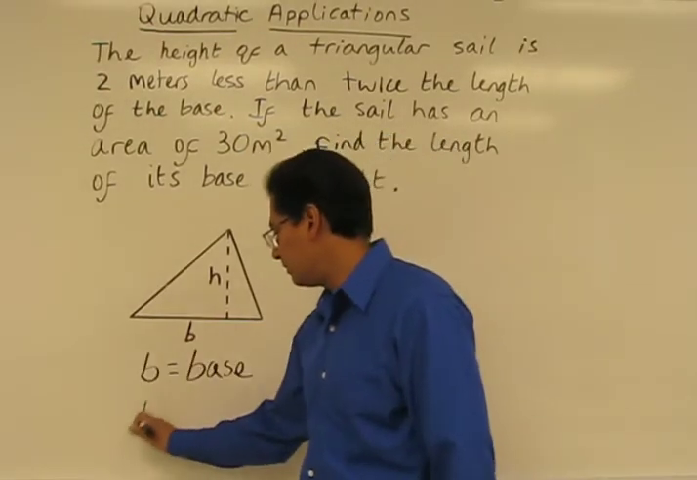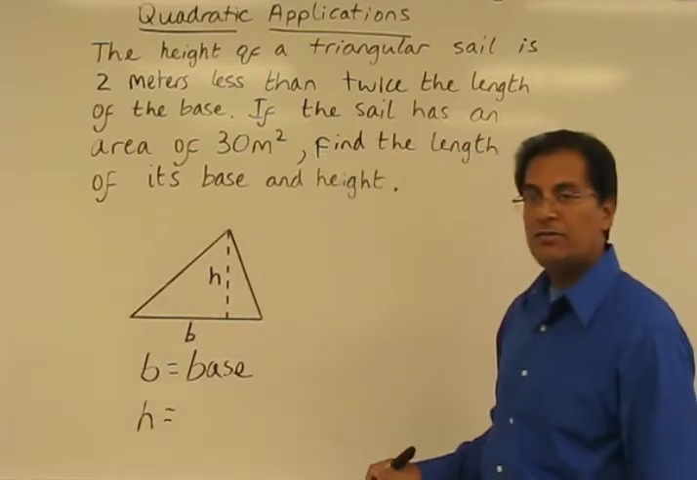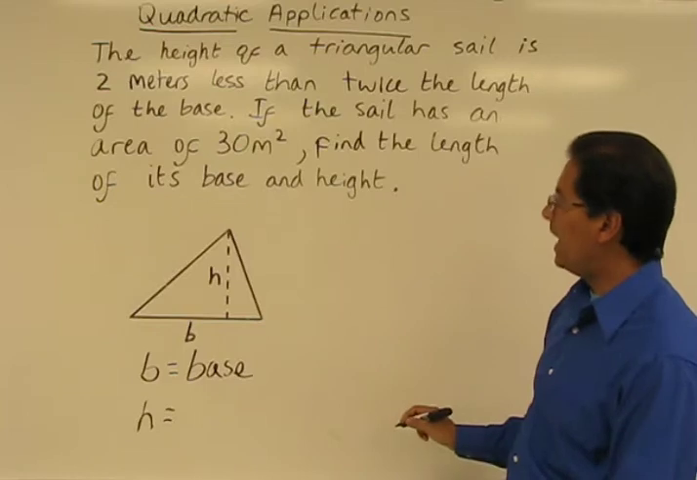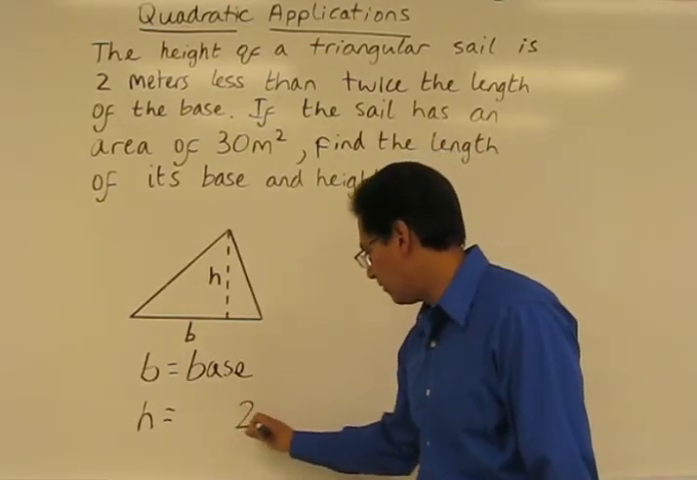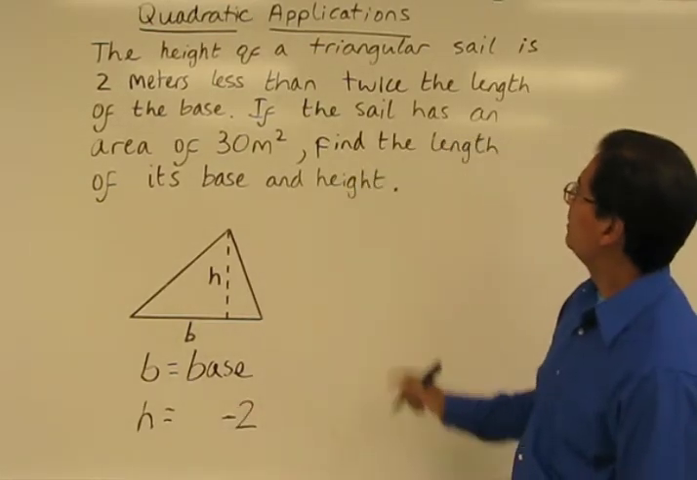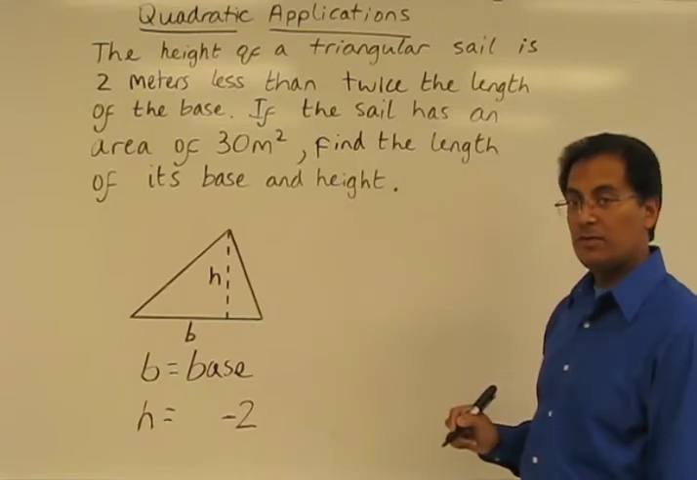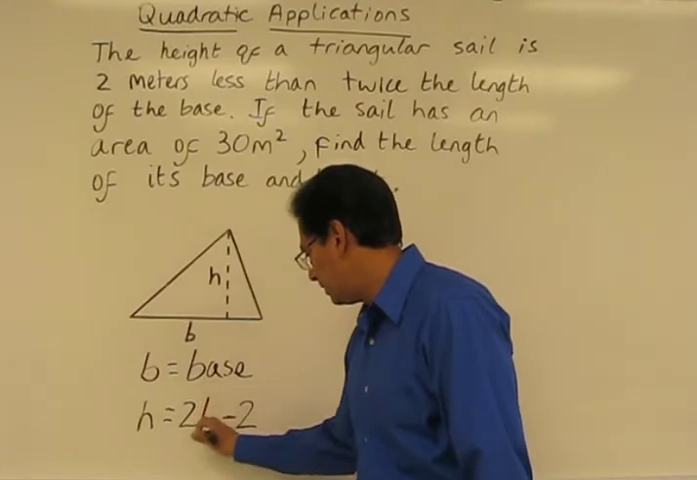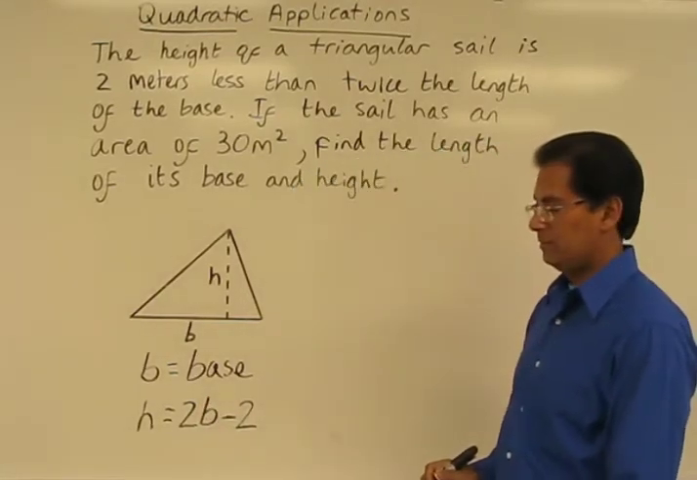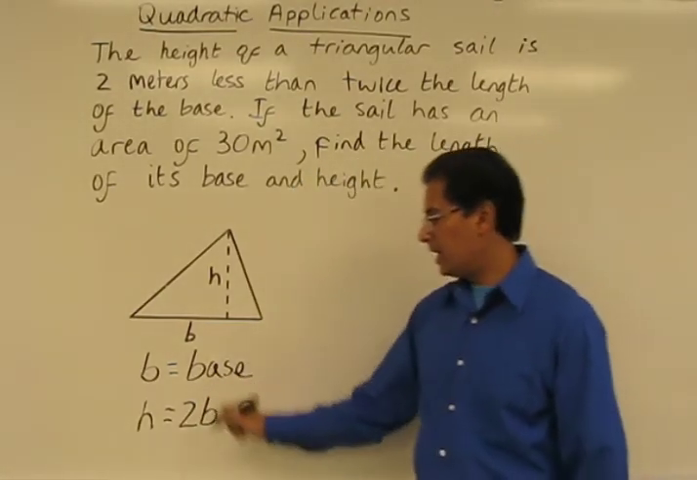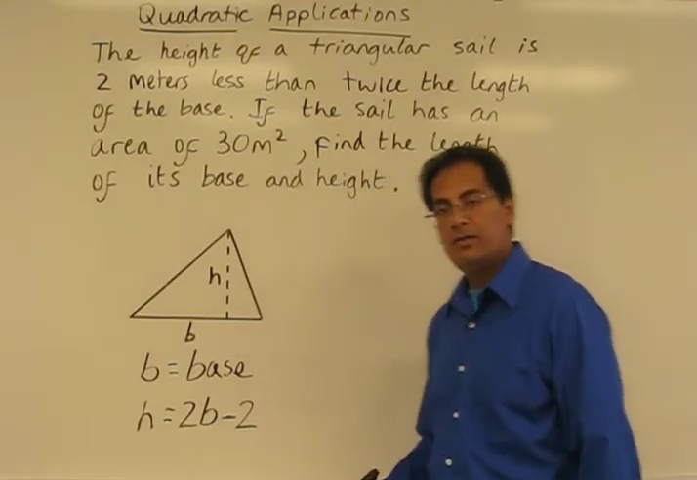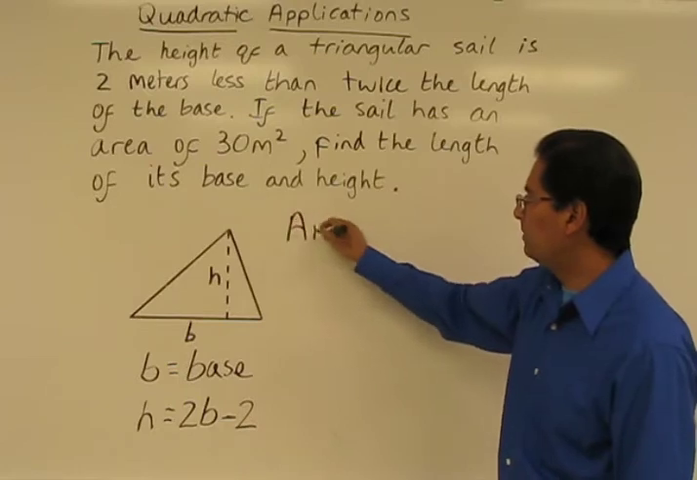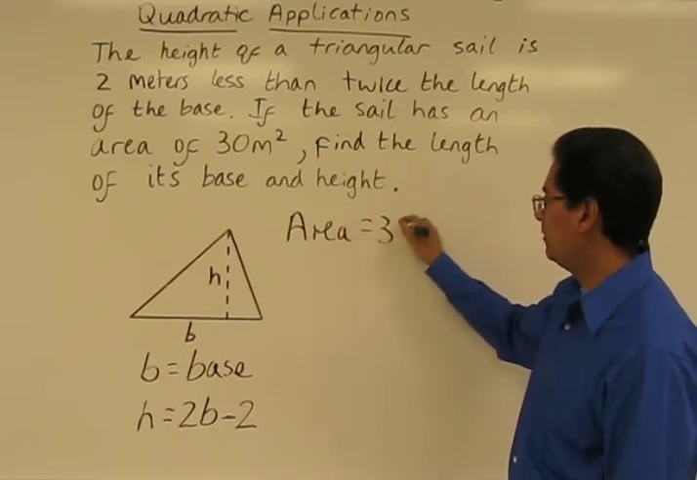And so the height, what is the relationship between the height and the base? Well, the height is 2 meters less, so we're going to be subtracting off a 2, than twice the length of the base. Twice the base is 2b. So h is 2b minus 2. So we have b is the base, and the height is 2b minus 2. And now it says the area of this triangle is 30 meters squared.